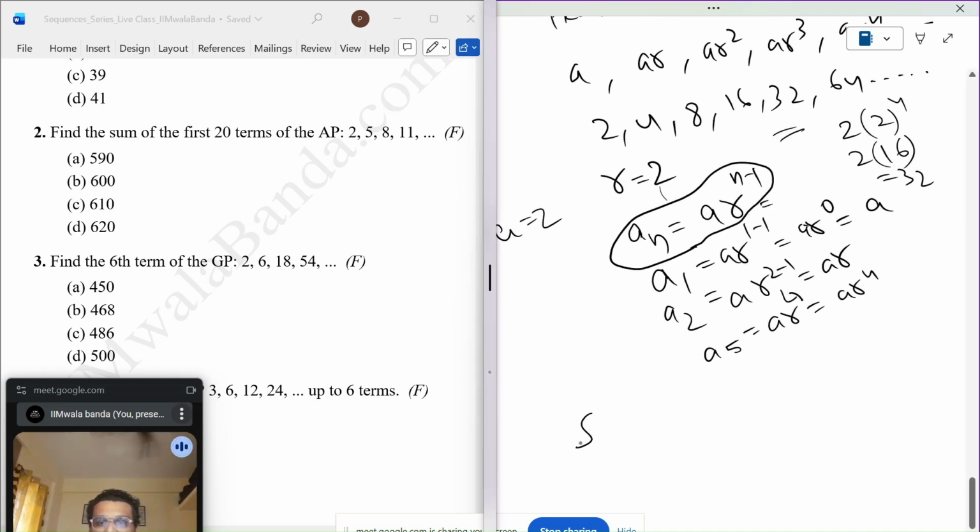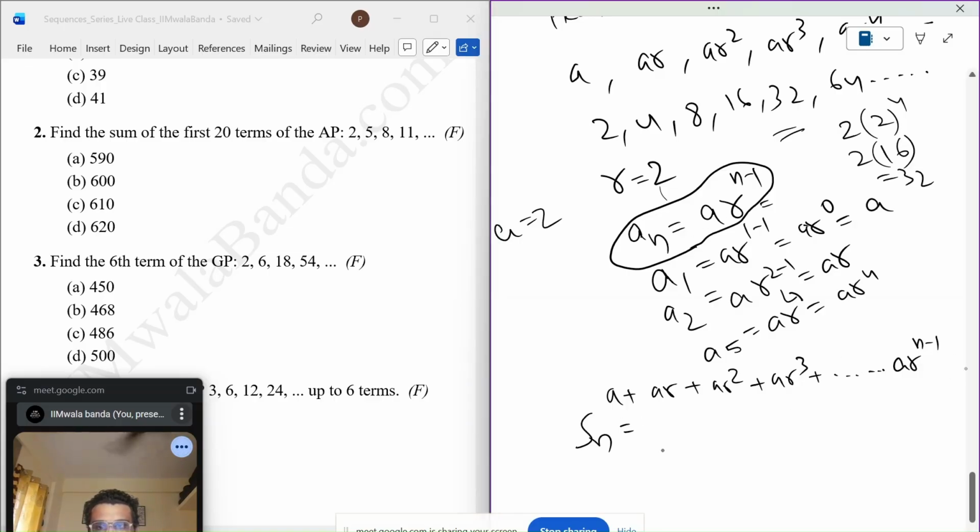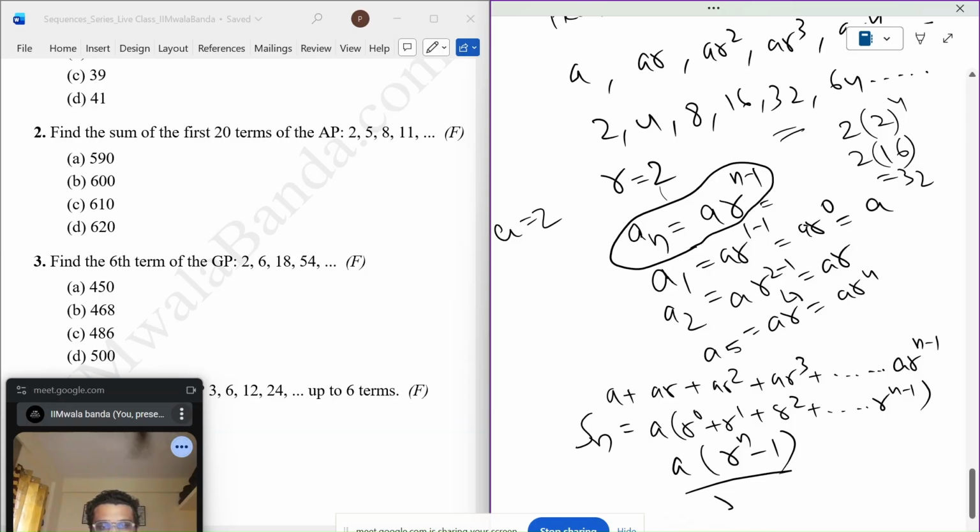Now similarly, there's a formula for the sum of n terms, which is basically A plus AR plus AR square plus AR to the power 3, and the last term will be AR to the power n minus 1. Why? Put n as 1, you get this. Put n, because we just saw the nth term. So this is how the sum looks. And if you take A common, it becomes R to the power 0 plus R to the power 1 plus R to the power 2 and so on to R to the power n minus 1. Now we have to memorize the formula, which is R to the power n minus 1 upon R minus 1.